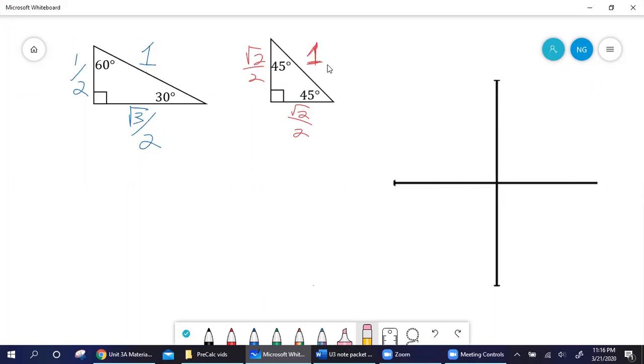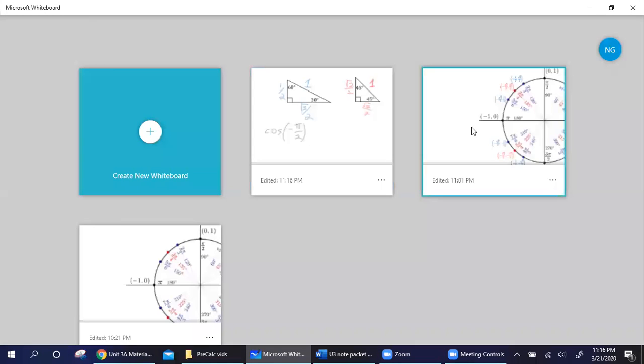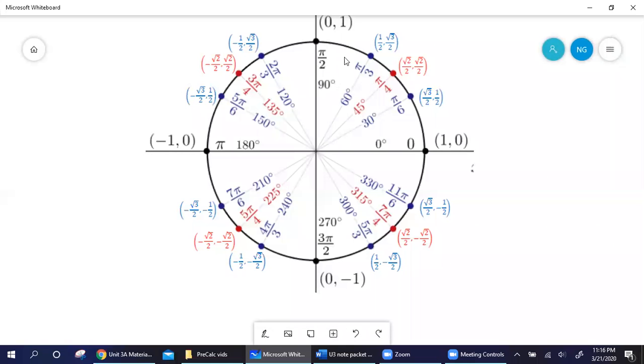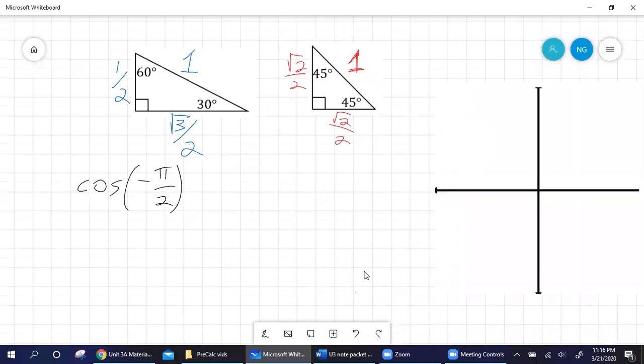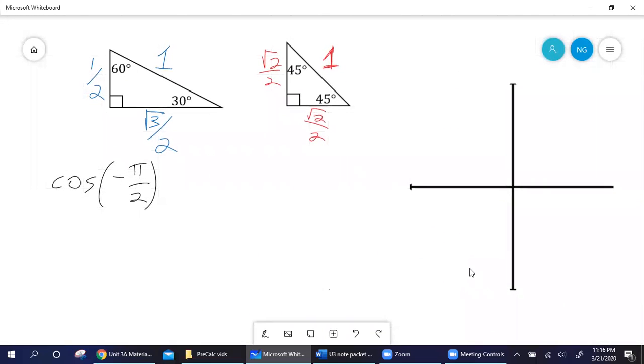So for the first problem, cosine of -π/2. Okay, first step on all of these, figure out where my angle is. So π/2 is 90 degrees. Going back to our unit circle, π/2 is 90 degrees. So negative π/2 would just be negative 90 degrees.